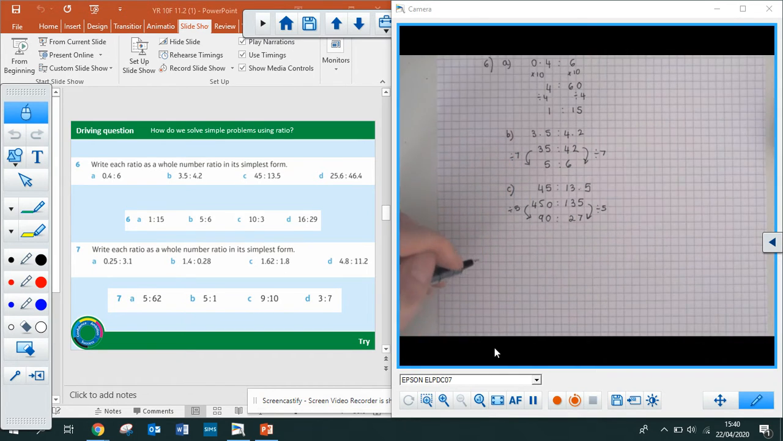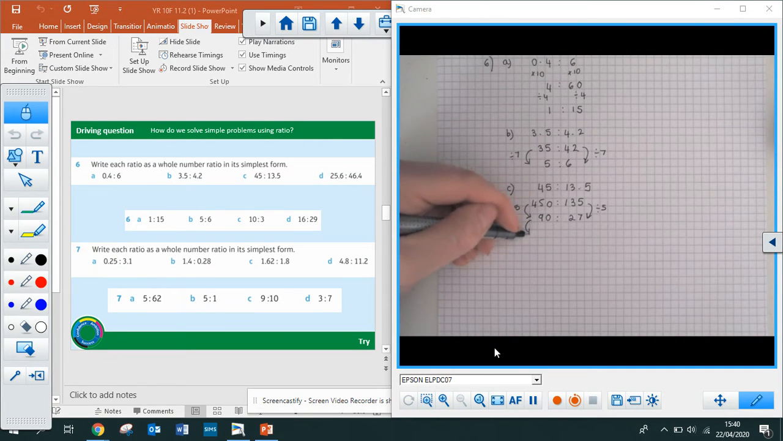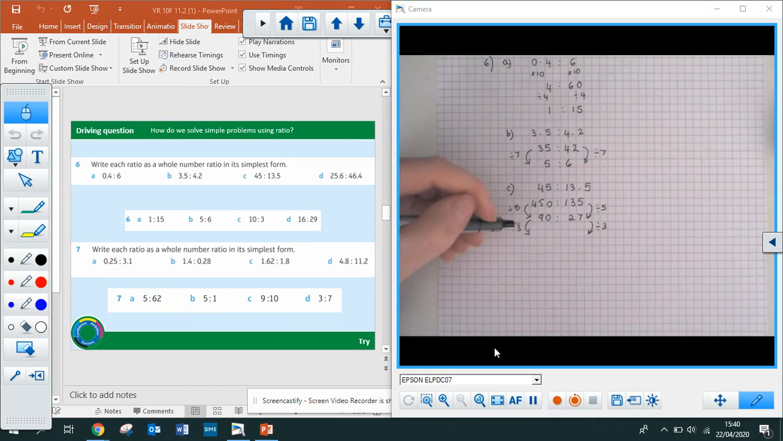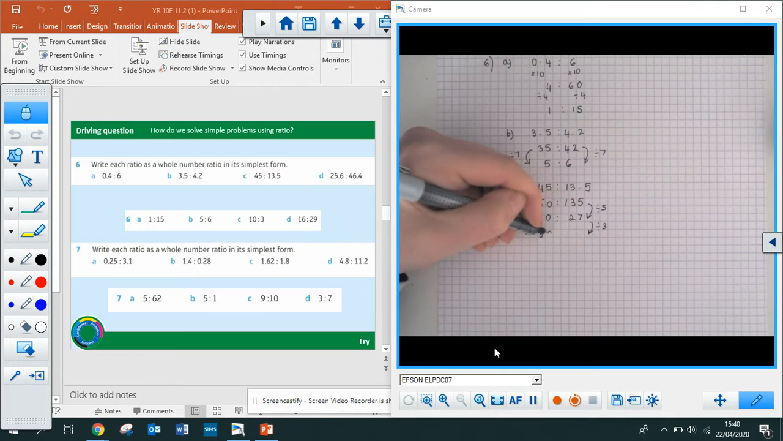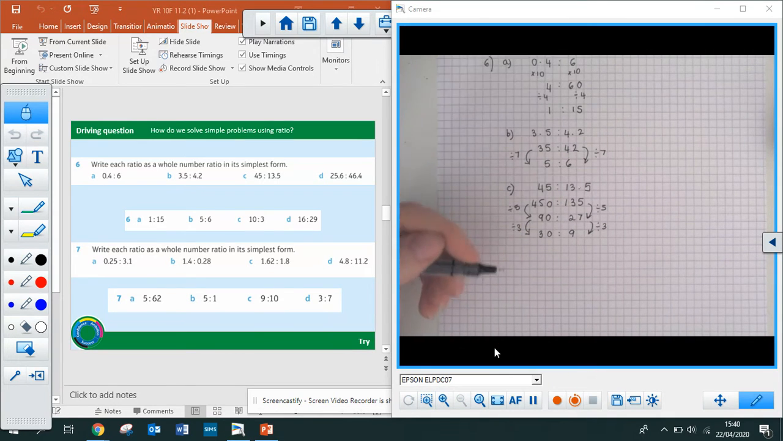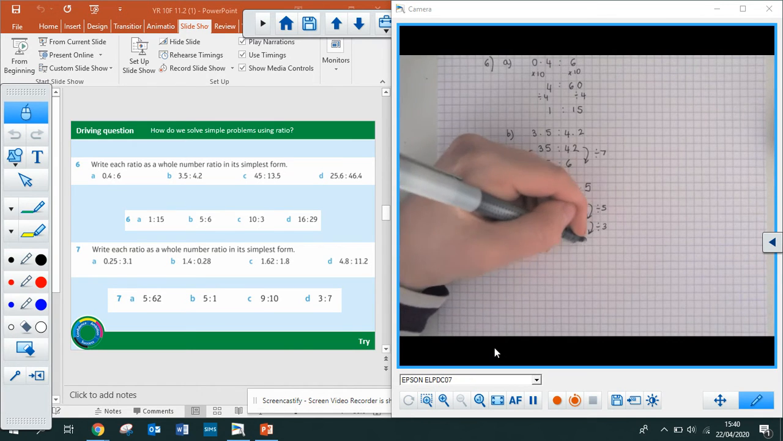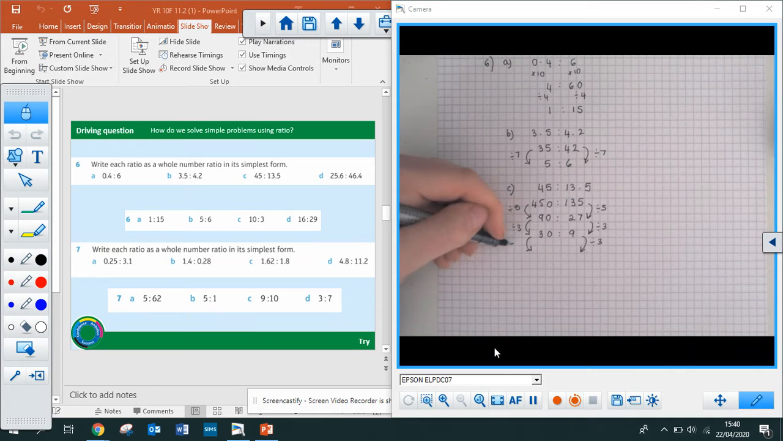Okay, I can see that they're both at least divisible by 3. Hopefully you can see that. So if I divide both sides by 3, I will get to 30 to 9, and that's still not in its simplest form. So I'm going to divide both again by 3 because they're both still divisible by 3, and that will get me to 10 to 3. Okay, that is in its simplest form.